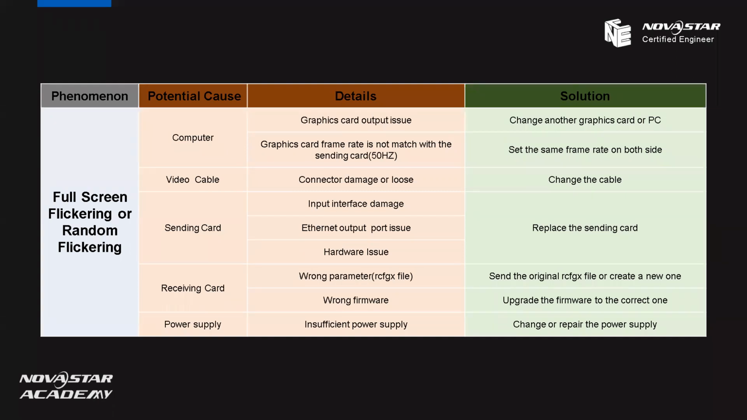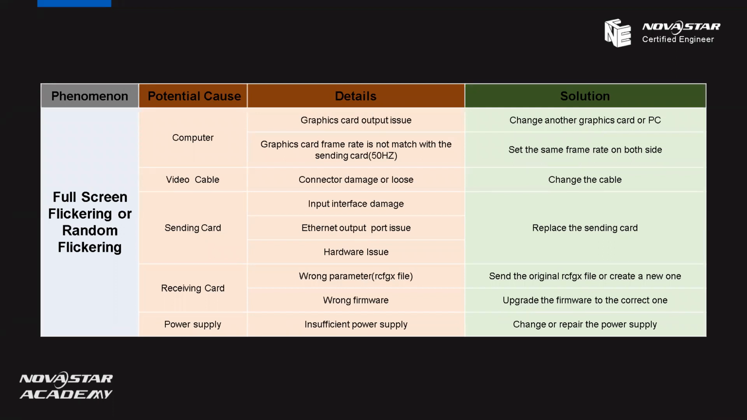And the second one is the video cable. We need to make sure the connector and the cables are all well connected. And the third one is to go to the sending card part to check whether the input source indicator is on, and check the input interface, to see whether it's damaged or in good condition. And second, the Ethernet cable output port. And third one is hardware issues. No matter whether it's interface damage, Ethernet output port issue, or hardware issue, you can replace the sending card to fix the problem.